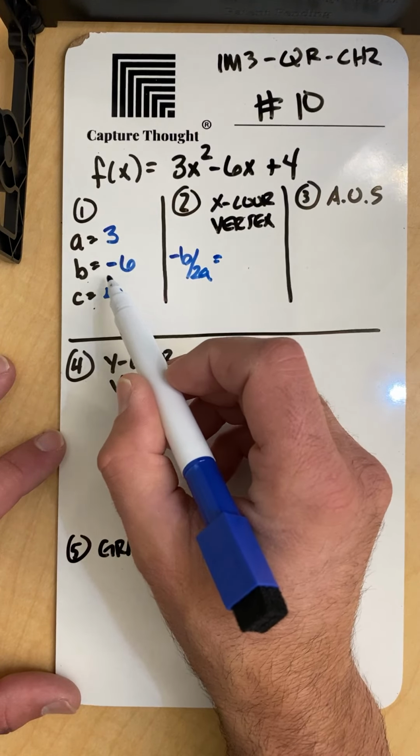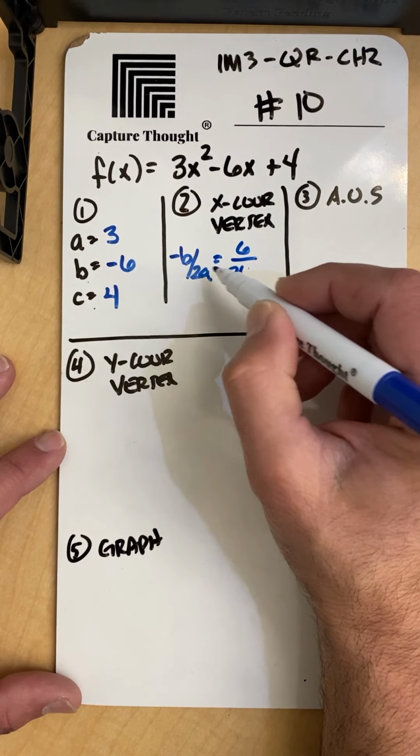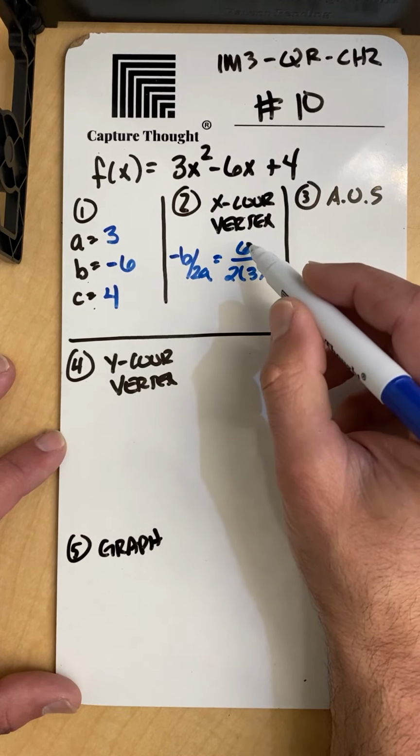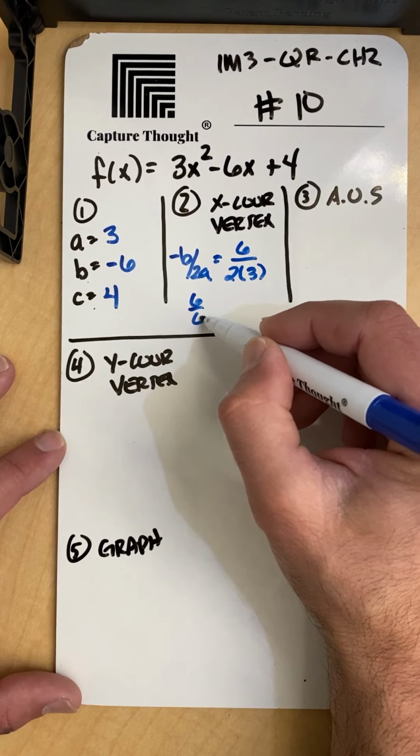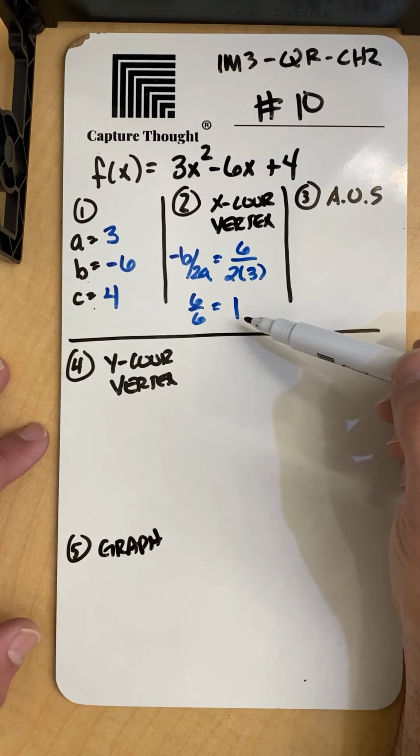So the opposite of -6 is just 6. So that's going to be 6 over 2 times a, which is 3. So this is going to be 6 divided by 6, which is 1. So the x-coordinate of the vertex is at 1.